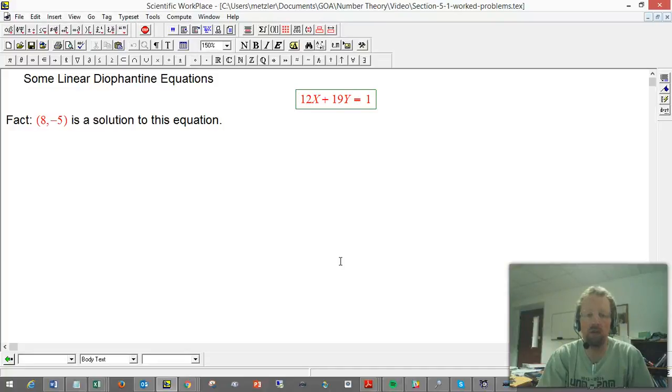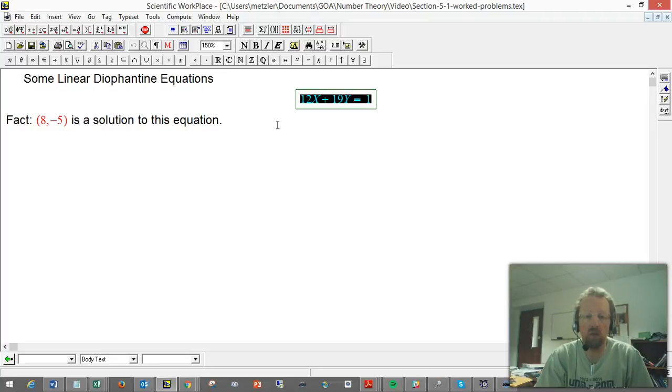So here are some examples of looking at linear Diophantine equations. At this point, we don't have a lot of fancy tools. We're not using the fancy tools we already have, actually, but just looking at the basics of linear Diophantine equations. So let's look at an example: 12x plus 19y equals 1.